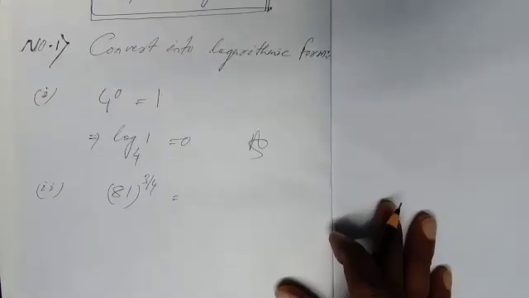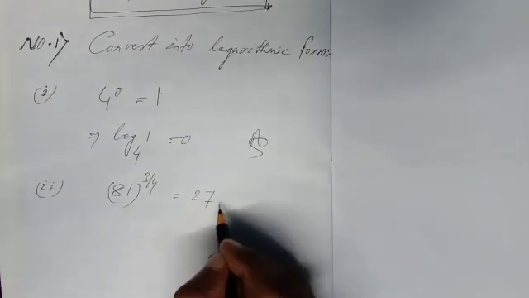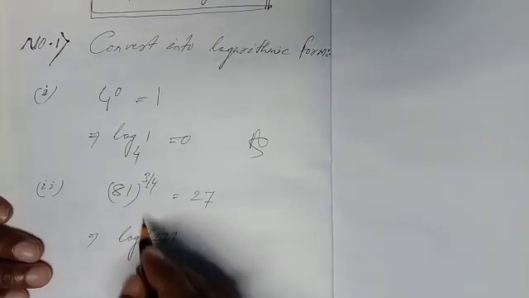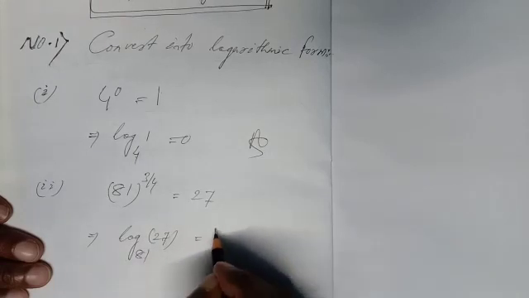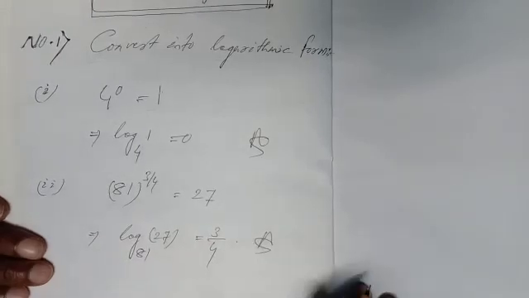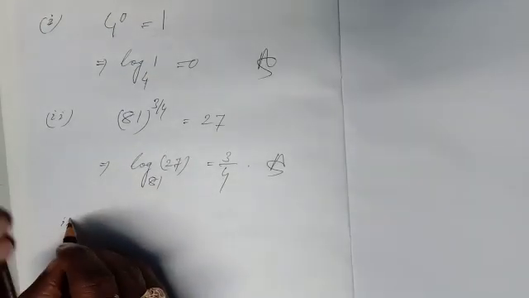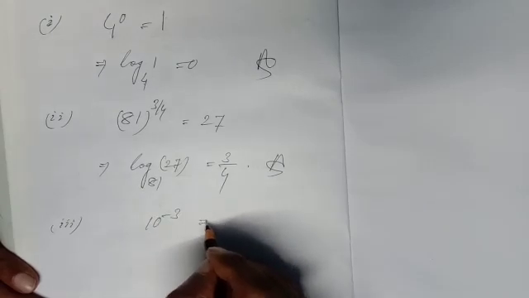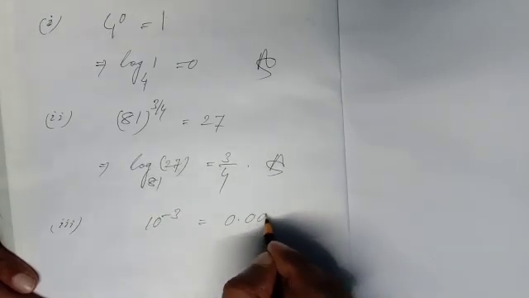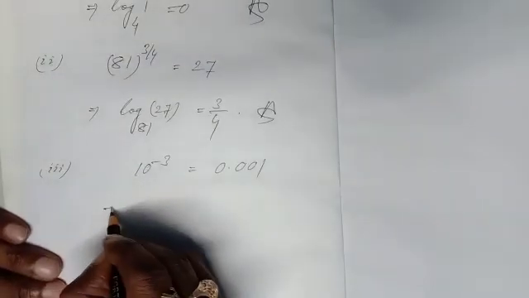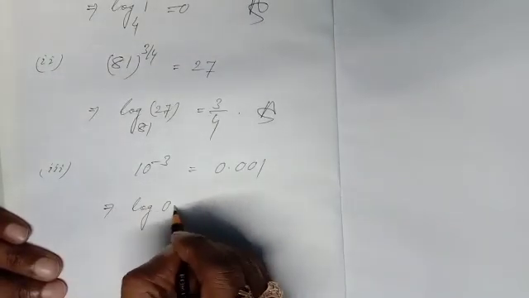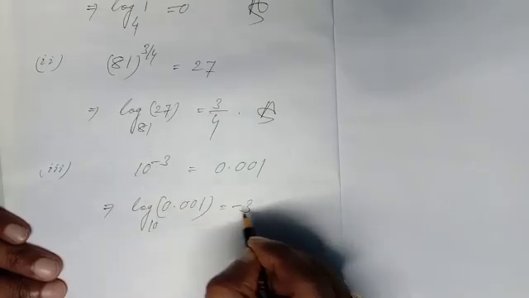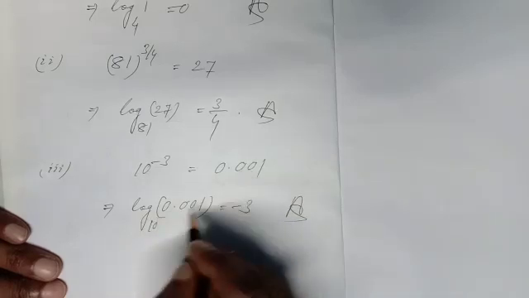See the second part. The question given is 81 to the power 3 by 4 is equal to 27. How to convert to log? That means log of 27 base 81 is equal to 3 by 4. This is the answer. Next I am going to the third part. The third part question given is 10 to the power minus 3 is equal to 0.001. If you convert into logarithm form, this will be log of 0.001 base 10 equal to minus 3. Okay. Log 0.001 base 10 is equal to minus 3.